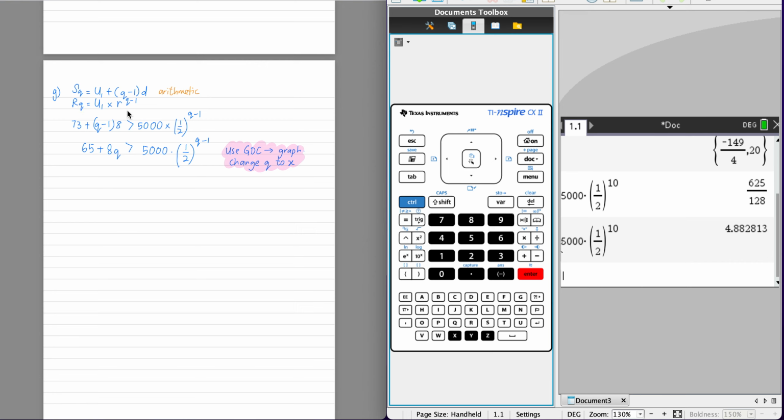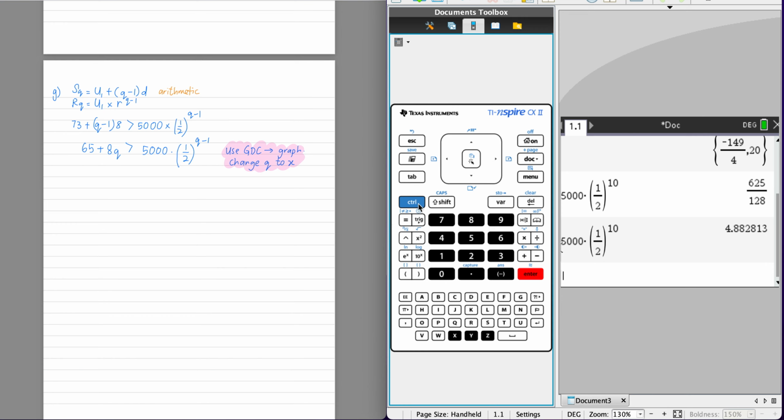RQ is also un, but this time the second one is the geometric. We substitute, following what they give. They put SQ greater than RQ. So I'm going to put SQ as 73 plus Q minus 1 times 8, greater than 5000 times half to the power of Q minus 1. When I simplify that, I get 65 plus 8Q on the left side, and on the right side 5000 times half to the power Q minus 1. So we're going to use the GDC for this. The left is a graph, and we want to see when the left graph is bigger than the right graph, that is, for which x this happens.